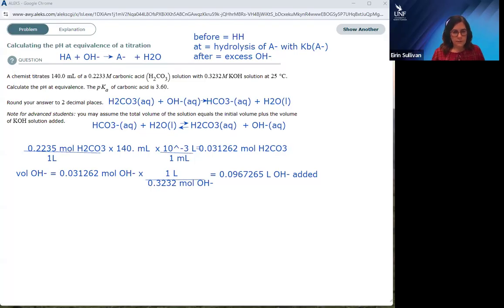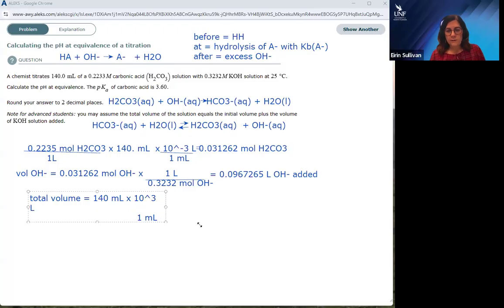My total volume then is going to be, let's see, I had 140 milliliters of my acid, so I'm going to have to convert that into liters to make sure that we can match. I might as well leave it in liters at this point. This makes more sense to me than converting the liters to milliliters, right? Because concentration is given in moles per liter. So that would make more sense to me.